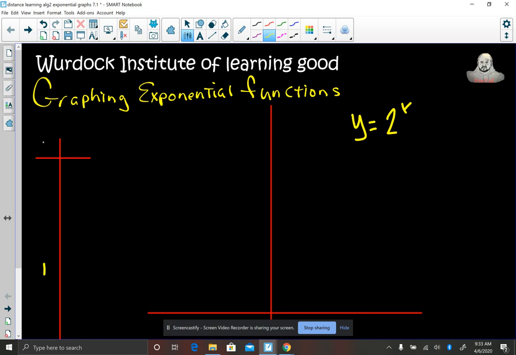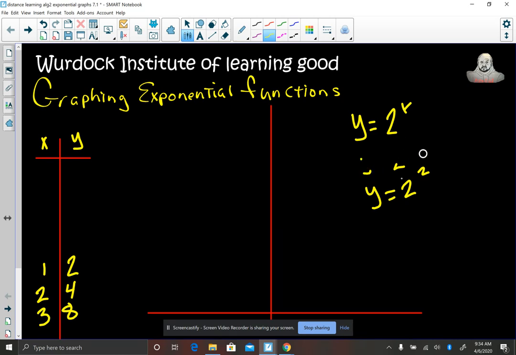If I put a 1 in for x, that means y equals 2 to the power of 1. It's pretty easy. That's just 2. If I put a 2 in for x, that means y equals 2 to the power of 2. That's 4. If I put a 3 in there, that's y equals 2 to the power of 3, which is 8.